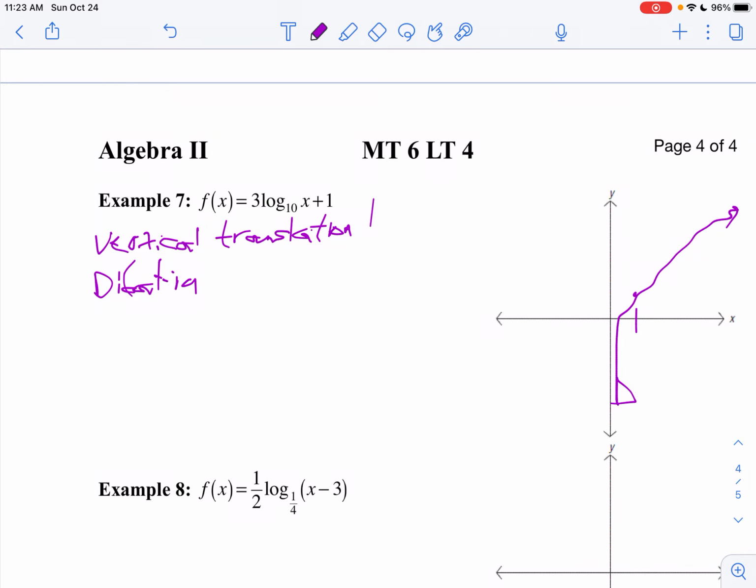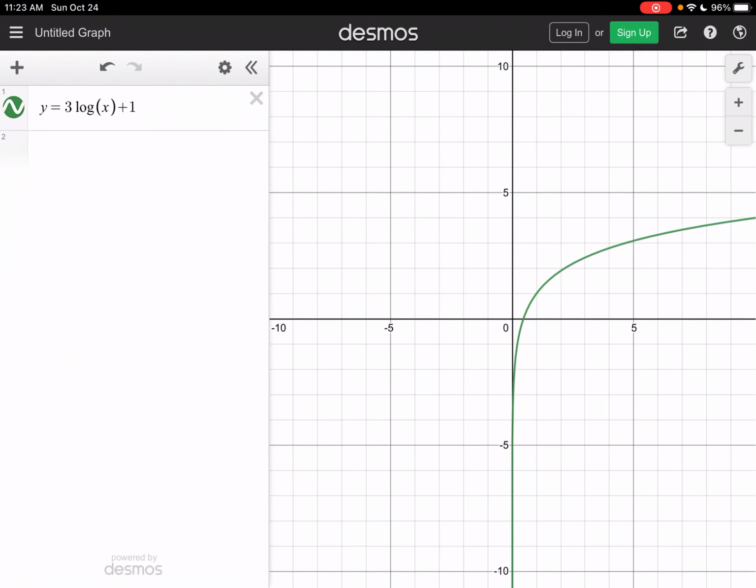We can look at this with technology. And there's our graph. And that's what it looks like. That's exactly what it looks like.